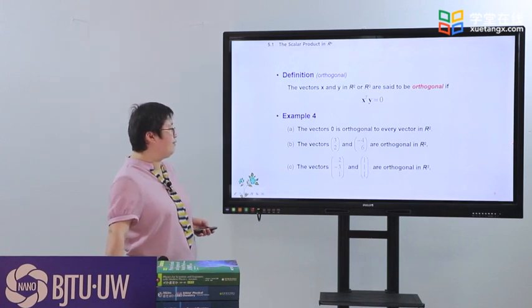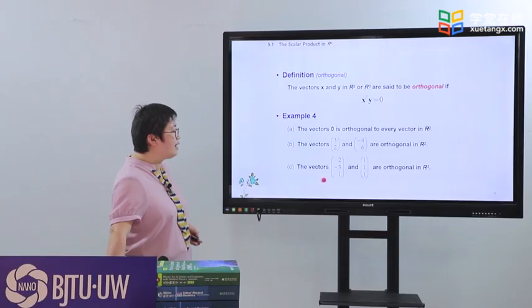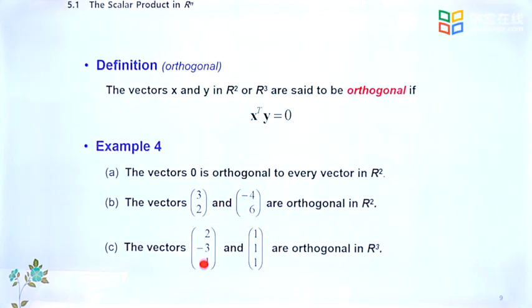And these three-dimensional vectors, 2, minus 3, 1, and 1, 1, 1, they are also orthogonal in R3, because if you do the scalar product, it equals 2 times 1 plus minus 3 times 1 plus 1 times 1 equals 0. So the two vectors, they are orthogonal.